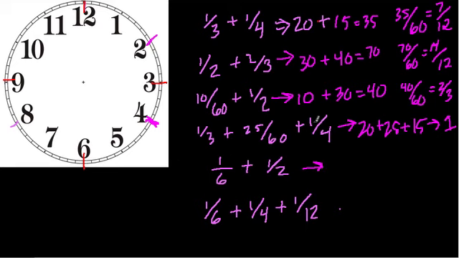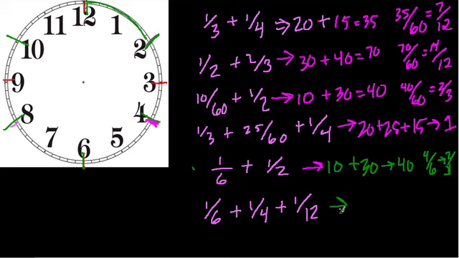Well, a sixth. So a sixth, we want to find what goes into the hour 6 times, and that's 10 minutes, right? 10, 20, 30, 40, 50, 60. So 1/6 of this hour, of this circle, is this piece right here, which is 10 minutes. So 1/6, 10 minutes plus a half of an hour, which is 30 minutes. That gives us 40 minutes, or 40 out of 60, or 4 out of 6, or 2 out of 3.